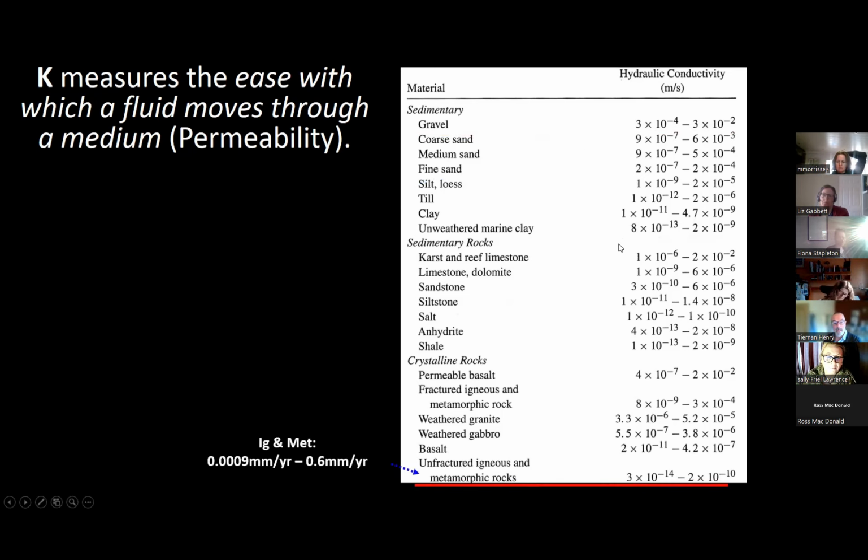If you go down to the bottom, unfractured igneous and metamorphic rock, hello Donegal, in other words, these values are 10 to the minus 14 to 10 to the minus 10.